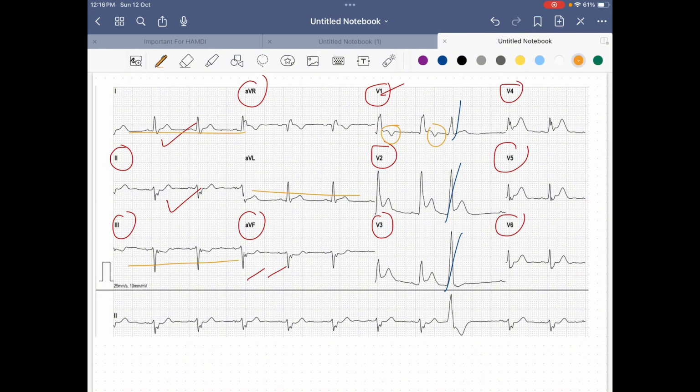This is an acute case, right? And if you wait further, you'll see that the changes intensify, okay? Especially this change would intensify in V2.